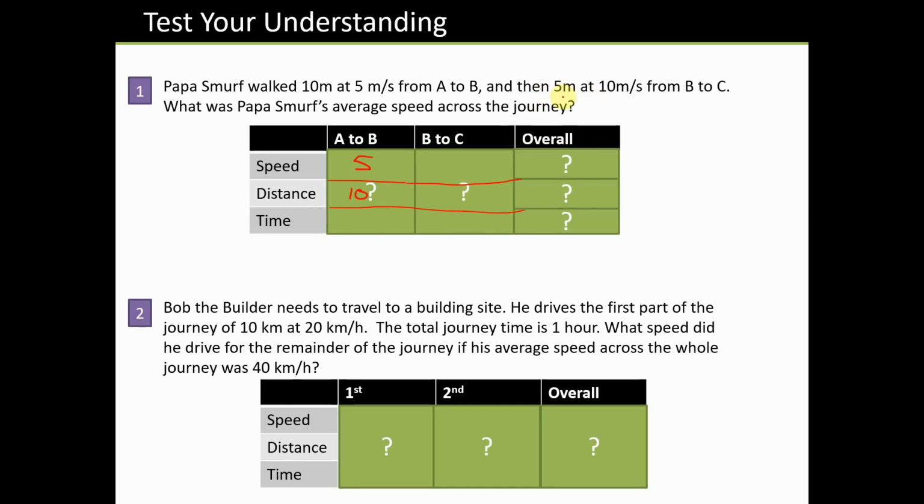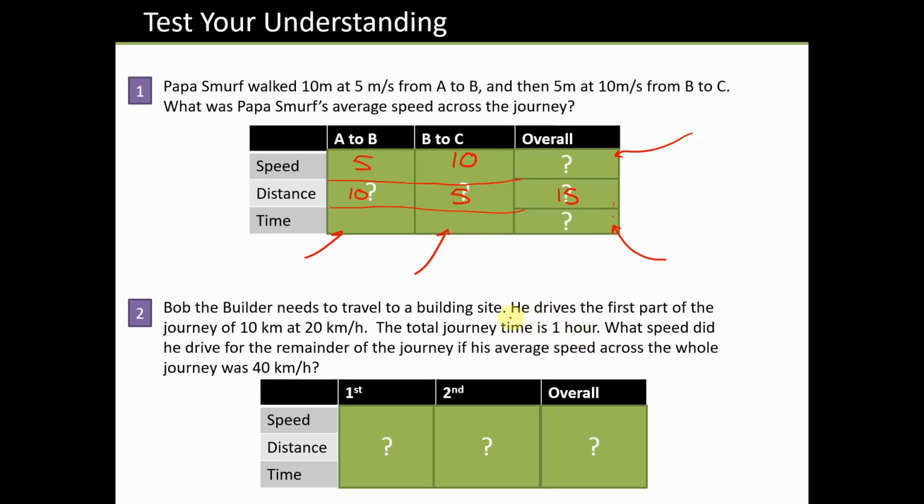And then he's walked 5 meters from B to C at a speed of 10. So that would be the information from the question. From there, I can say he's walked a total distance of 15 meters. So maybe you can have a go from there. You can go ahead and find what these two are, add them together to find this, and then use these two things here to find our final answer.